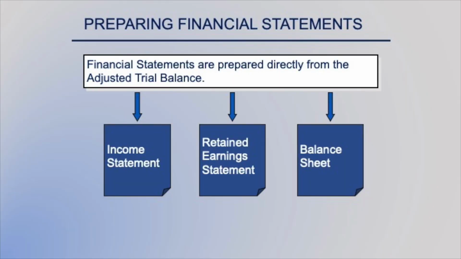So now we're going to prepare financial statements. Financial statements are prepared directly from the trial balance. We have a trial balance that lists all of our accounts in generally account order, which is assets, liabilities, equity, usually in order of liquidity, is typically how trial balances are organized. So we're going to use that. We're going to directly prepare our financial statements from that. Our financial statements are the income statement, retained earnings statement, and a balance sheet. Those are what we're going to prepare.